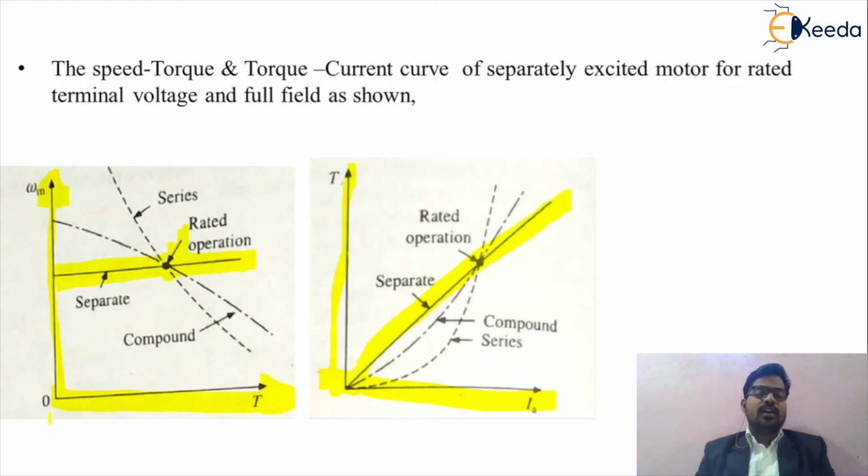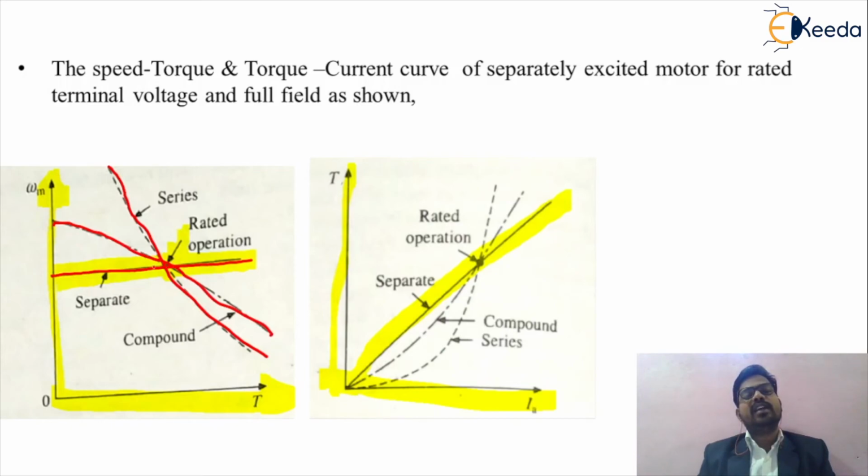So similarly, we can get the torque speed characteristics of your DC motor. This will be the torque speed characteristics of your DC motor, that will be the reducing type. And this will be the separate, or we call it the shunt type of motor. And by the compound effect of the series and shunt, we are getting the characteristics of the DC compound motor.